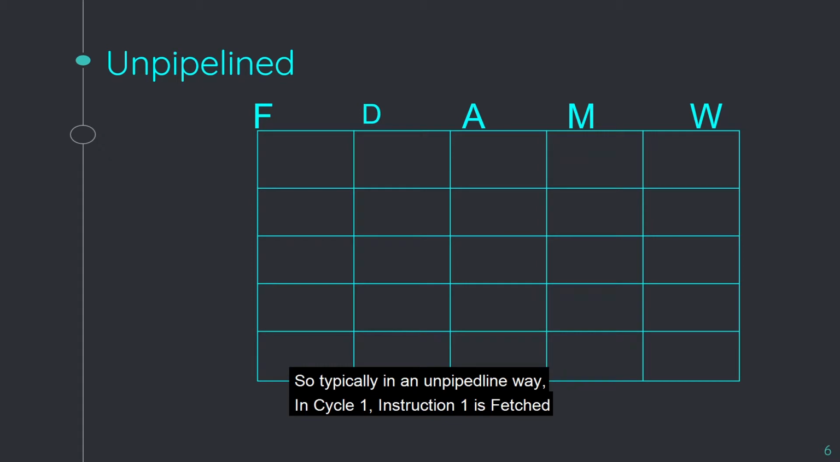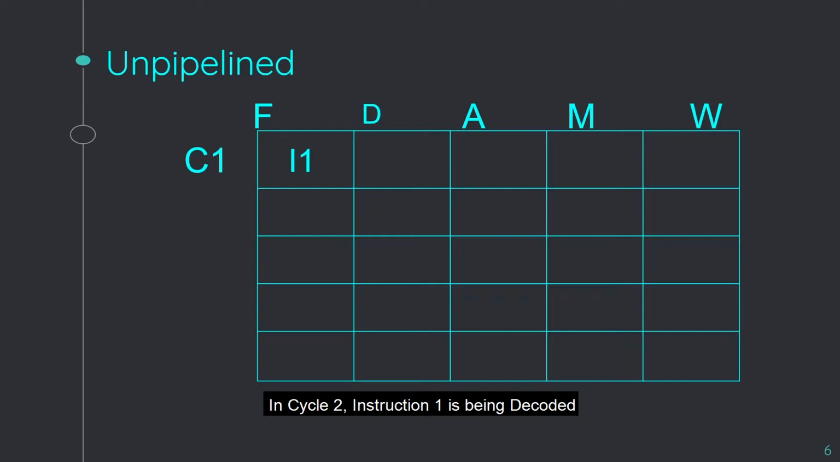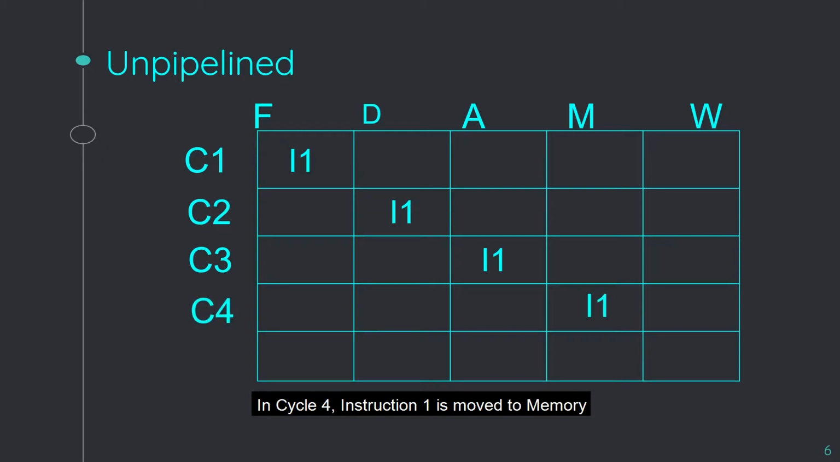So typically, in an unpipelined way, in cycle 1, instruction 1 is fetched. In cycle 2, instruction 1 is being decoded. In cycle 3, instruction 1 is moved to the ALU. In cycle 4, instruction 1 is moved to the memory. In cycle 5, instruction 1 is then written. So, as you can see, it moves in a sequential manner.